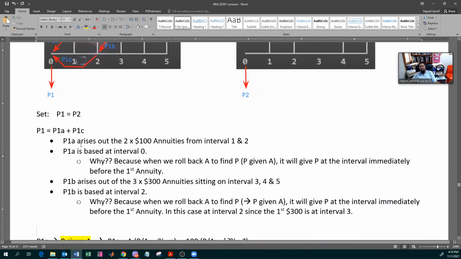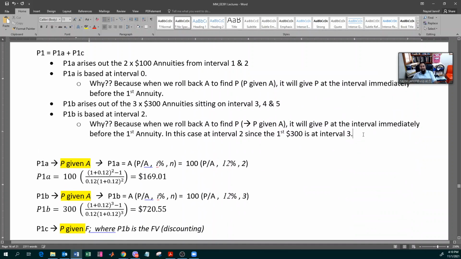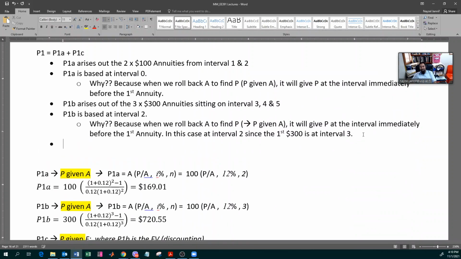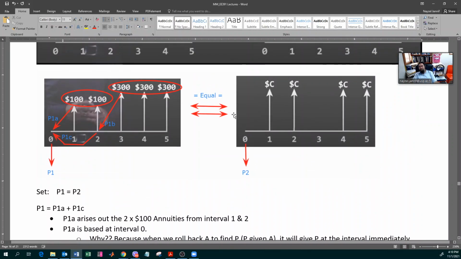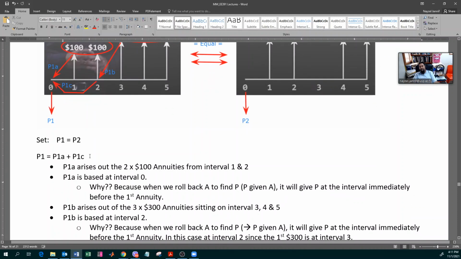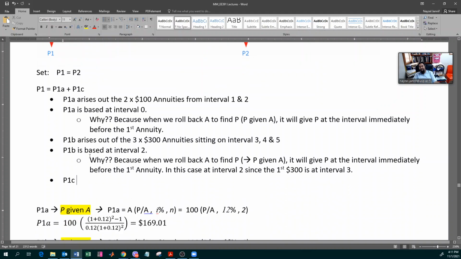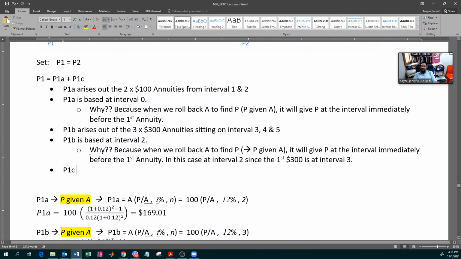Now, what's P1C? Right, now what's P1C, by the way? Can somebody tell me where P1C came from? We know that P1A is from these two $100, right? We rolled it back to find it here, like what I wrote down. This $300 gave us the P1B, but where did the P1C come from? And the formula is talking about P1C. Can somebody tell me?